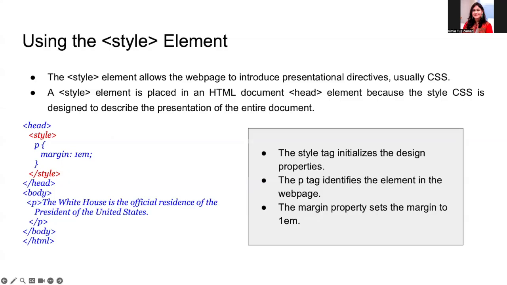So in the example here, the style element contains a CSS rule for a paragraph tag. The rule sets the margin to 1 em, which means the paragraph text will be pushed slightly inward, creating spacing around it. So in summary, the style element initializes the design, and the paragraph tag identifies which element is being styled. And the CSS rule applies the margin property to control the spacing.